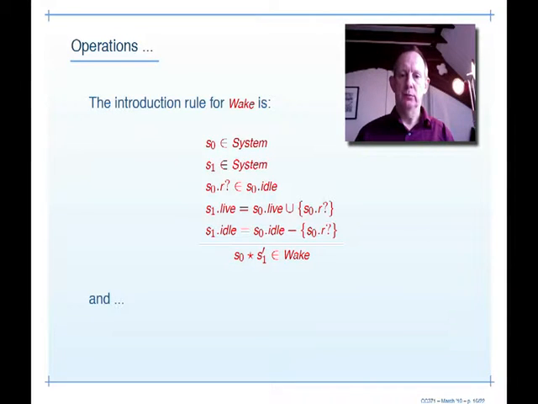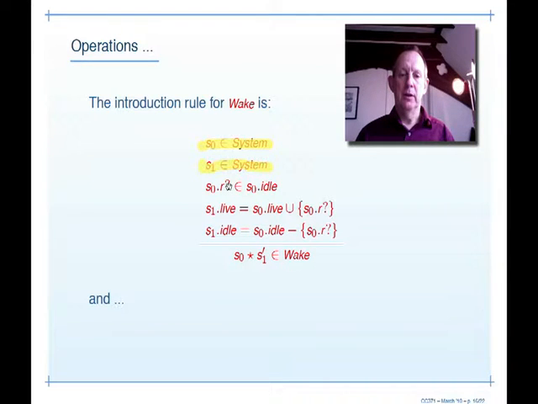Well, if we specialize the general introduction rule for schemas, in the case of the operation wake, this is the introduction rule. So, as a conclusion, of course, we have what it means for a state transition to be in wake, that is S0, the before state, S1 prime, the after state. So a pair S0, S1 prime is in wake under certain conditions. These are the conditions. That S0 is a system, a legitimate state of the system. S1 is also a legitimate state of the system. And now some other conditions.